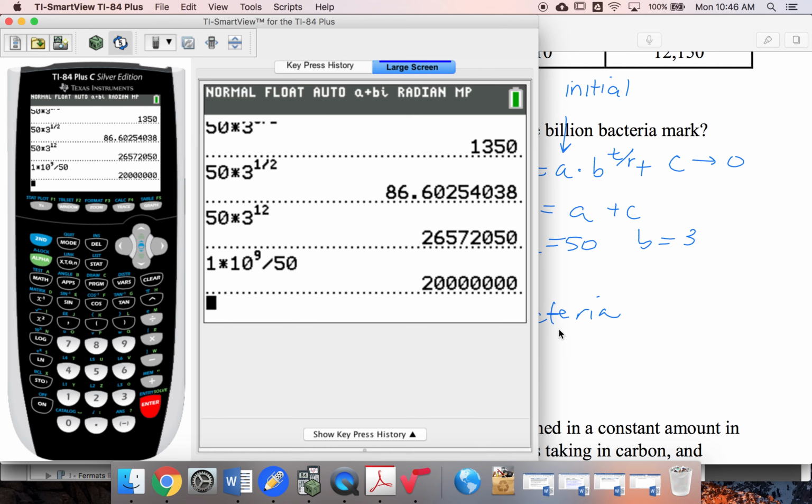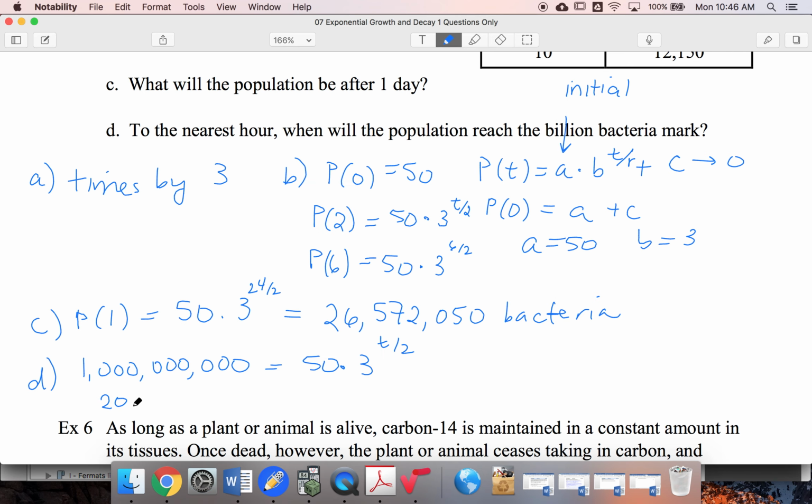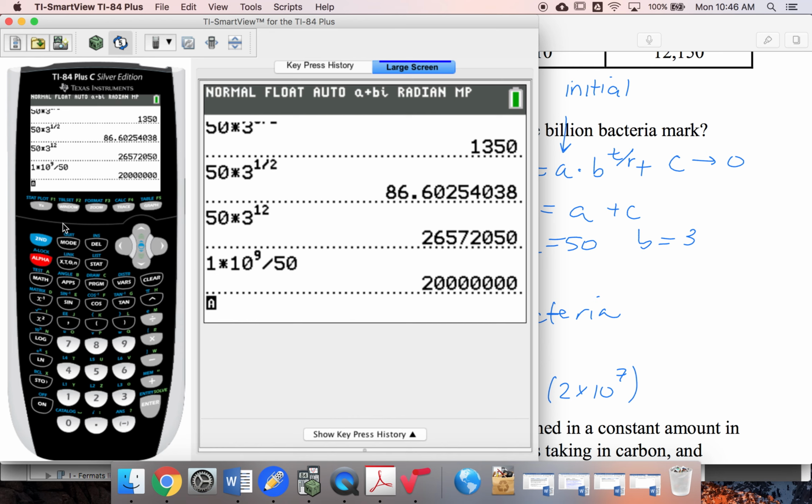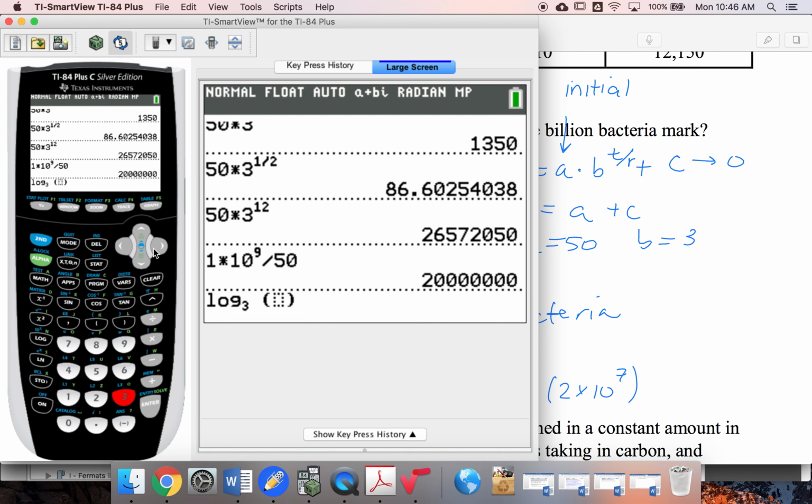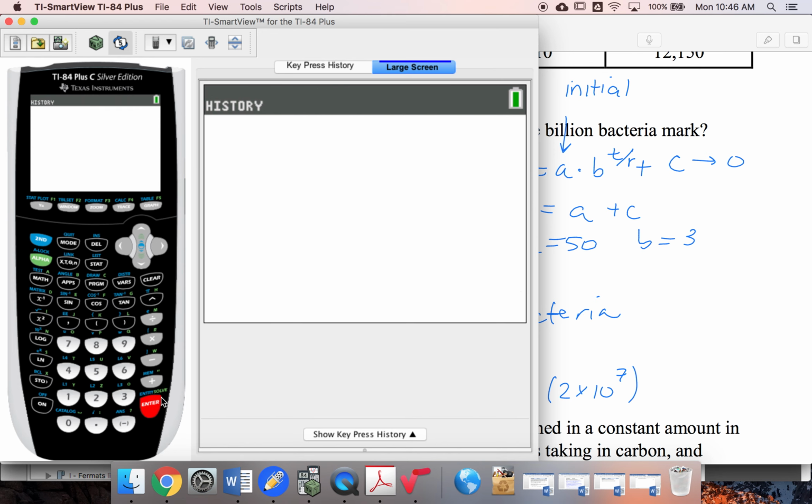It's 1, 2, 3, yep. So 20 million. I can also think of that as 2 times 10 to the 7th. That's going to be 3 to the t over 2. So t over 2 is going to be log base 3 of my 20 million. So let's do that. Log base 3. And I come into my answer and then I can just hit enter.